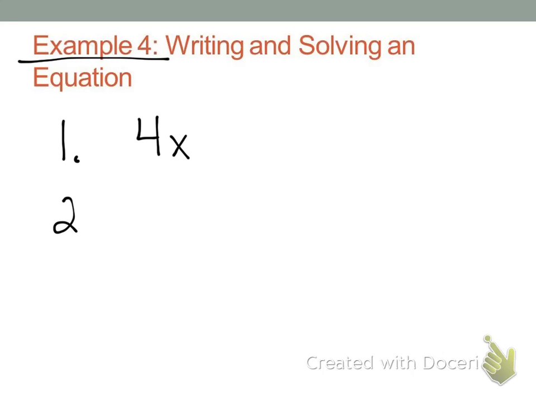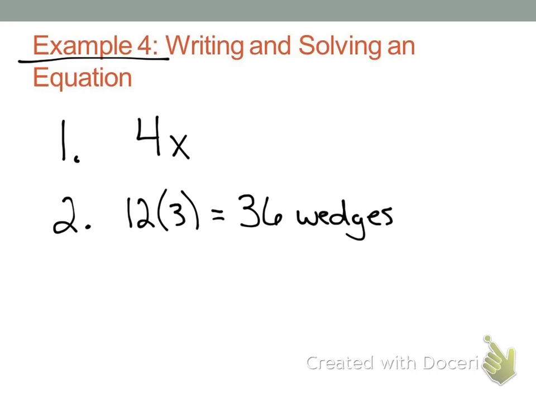All right, so now look at step 2. How many wedges do you need to feed 12 people? Hold on. Try to write it down on your paper first. All right, so what are you going to multiply? 12 times 3, because each person is going to eat 3, and there's 12 people, so it's 36 wedges.